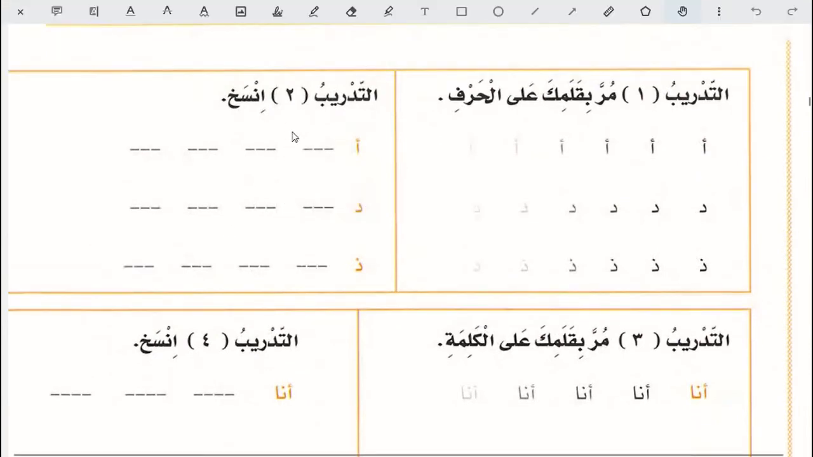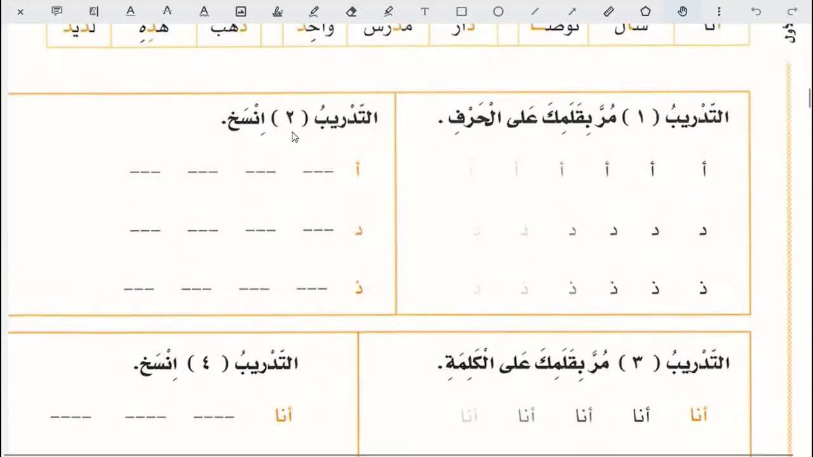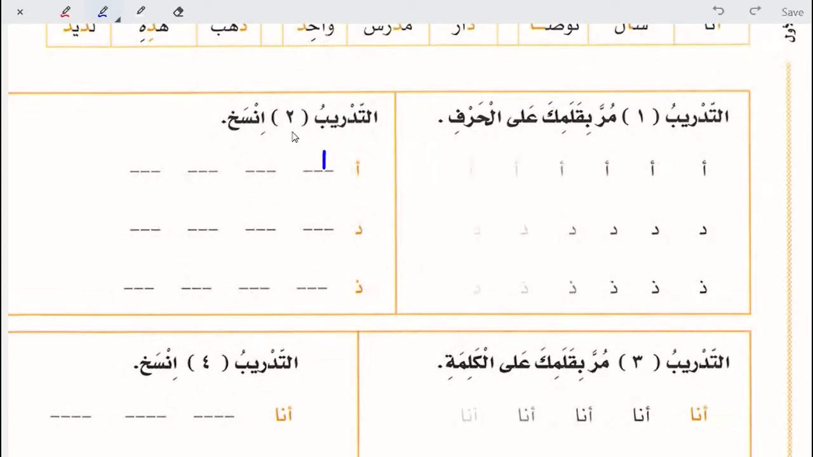Here it is telling you how to write. Whenever you write this, just remember that this alif must touch the line, but it must not go below the line. Then this one, dal, also must touch the line, but it must not go below the line. Same thing for zal, it will touch the line, but it will not go below the line.